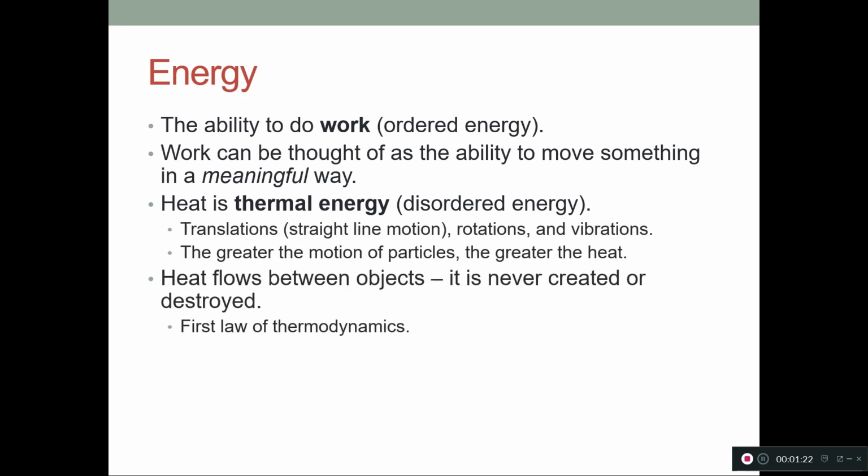And so this is the translations, which is sort of straight line motion, rotations, and vibrations of particles. And so the greater the motion of particles, the greater the heat. And heat flows between objects. So you know that if you were driving for a while, you open up the hood and you try touching the engine, it's going to feel hot. So that means that the heat is flowing from the engine into your hands.